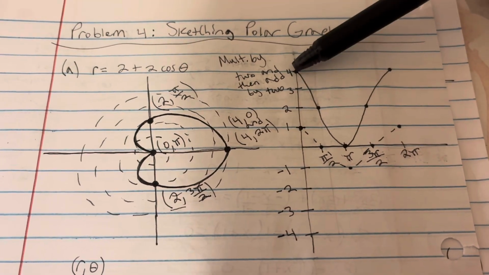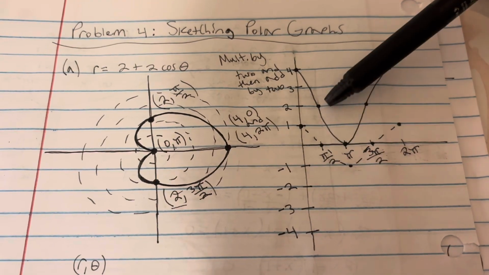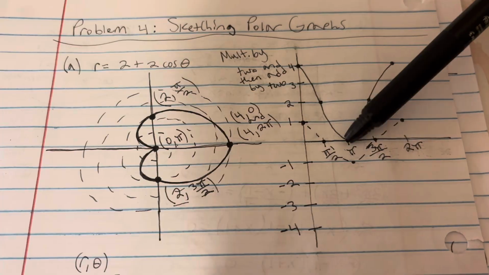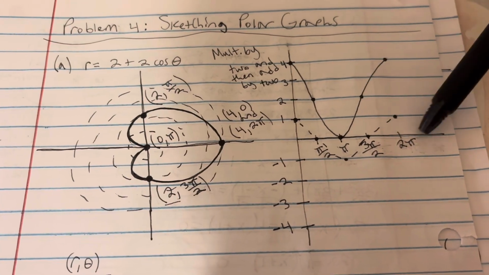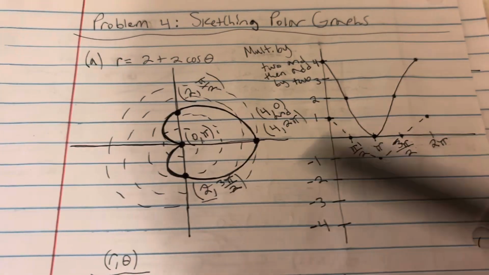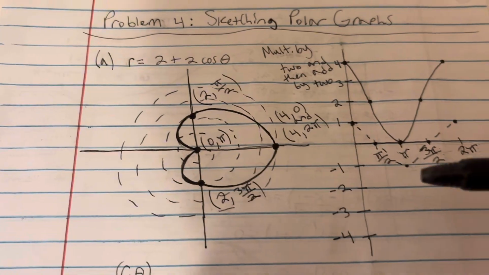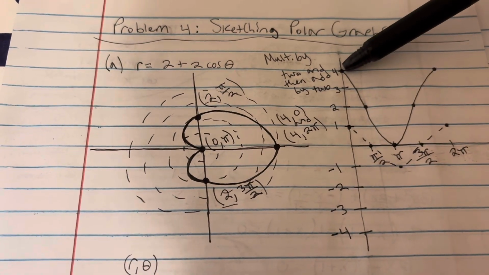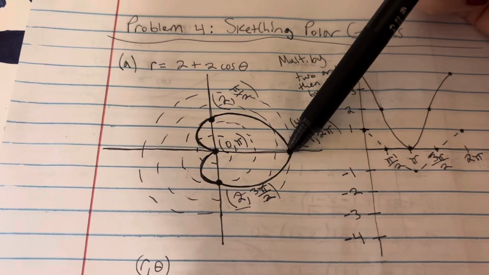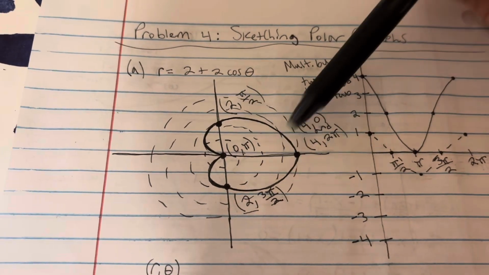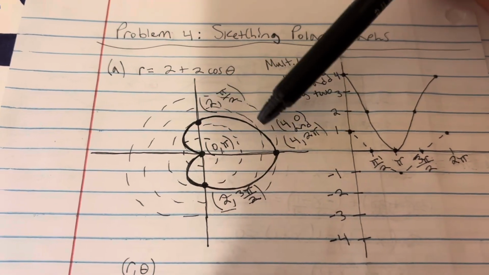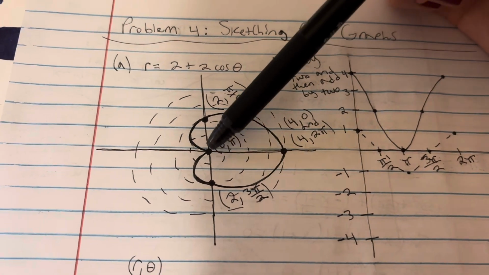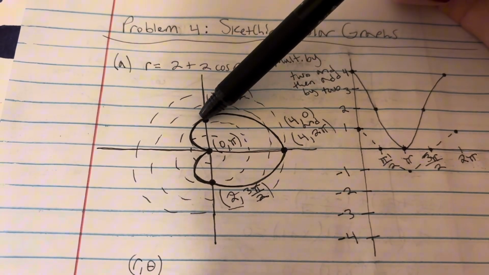So now we end up getting, for 0 it is 4, pi over 2 is 2, pi is at 0, 3 pi over 2 is at 2, and 2 pi is at 4. So we can see to make our cardioid graph, what happens here is we say, okay, at 0, we're going to the radius of 4. So we go here. And we drew these dashed lines to show the radius. Then at pi over 2, we go to 2.